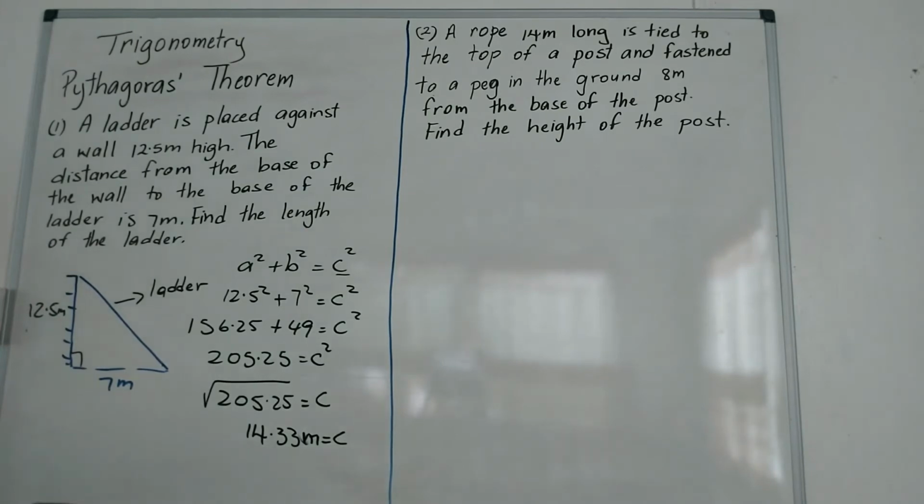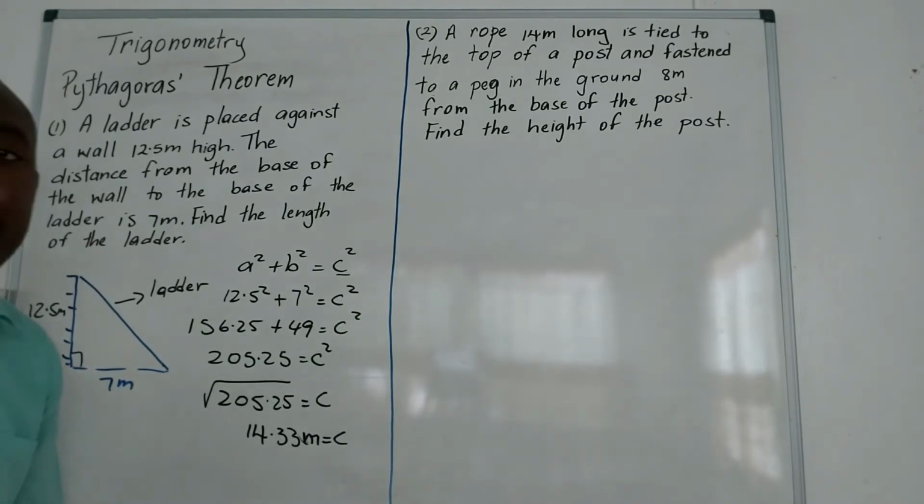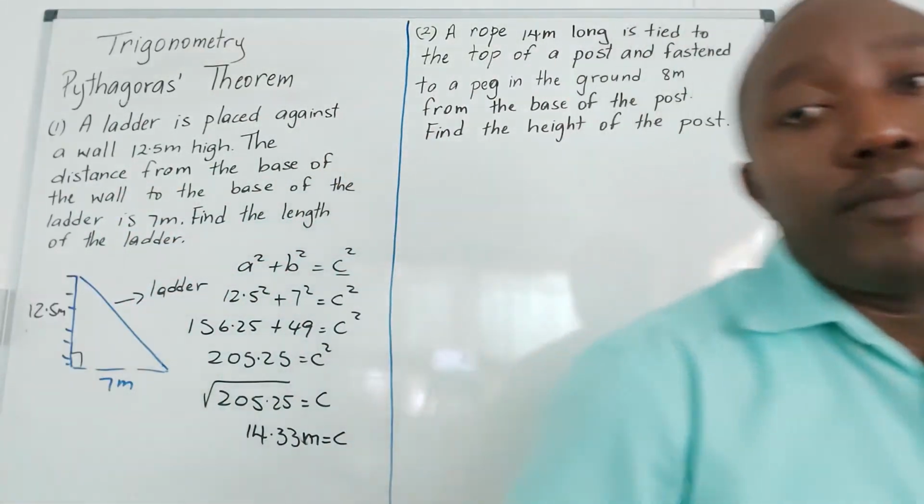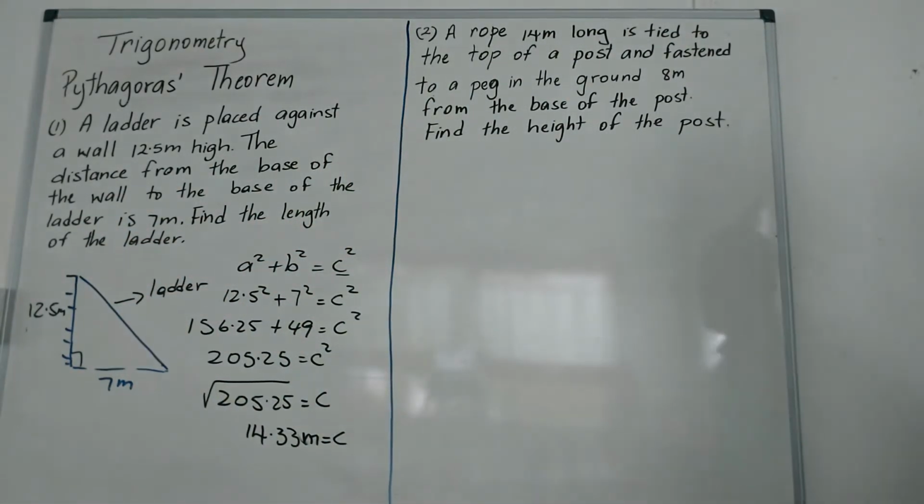Now, we have another problem. It says a rope is 14 meters long and is tied to the top of a post and fastened to a peg in the ground 8 meters from the base of the post. Find the height of the post. Again, I encourage you to draw the diagram that will represent this information.